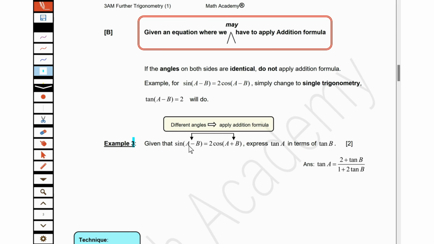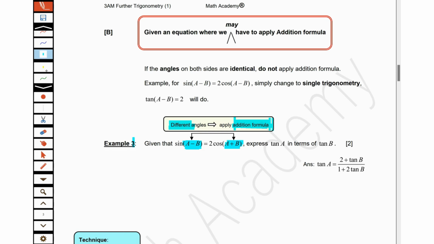In trigonometry, if you look at the angles, one of the angles is A minus B. The other angle on the right hand side is given by A plus B. Now note that the angles are different. So when the angles are different, we will always have to apply the addition formula. Okay, there's a formula on page 1 of your notes.